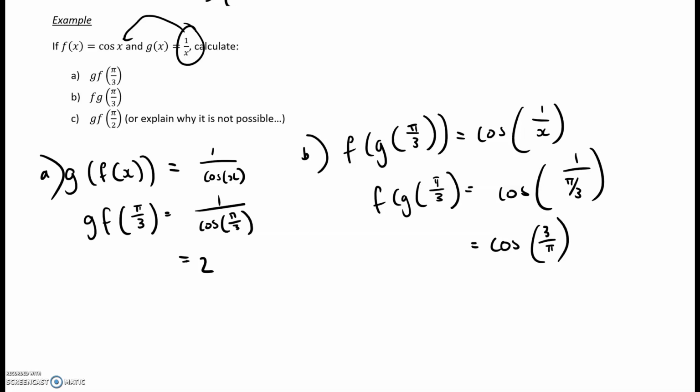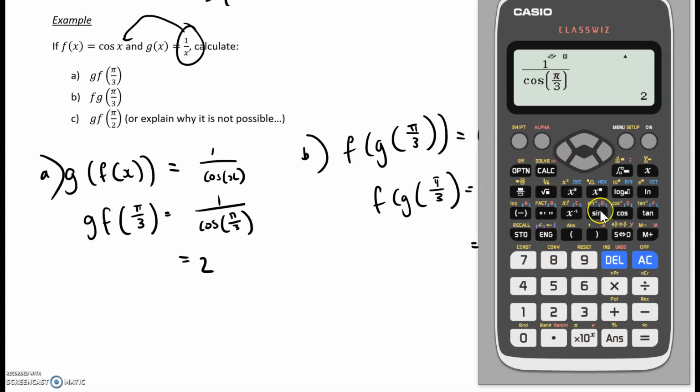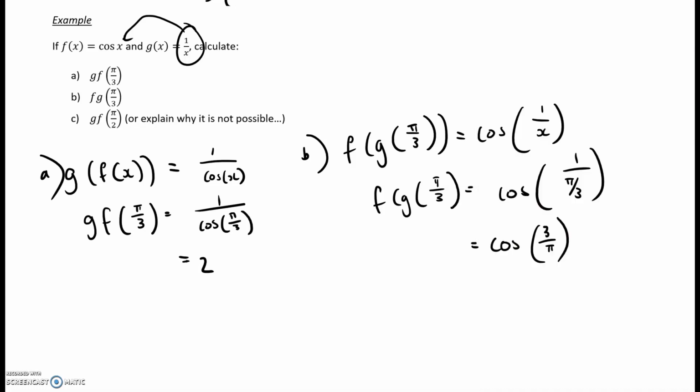Okay, so I can chuck that one in here, so cos of 3 on pi. Okay, gives me 0.577. Okay.